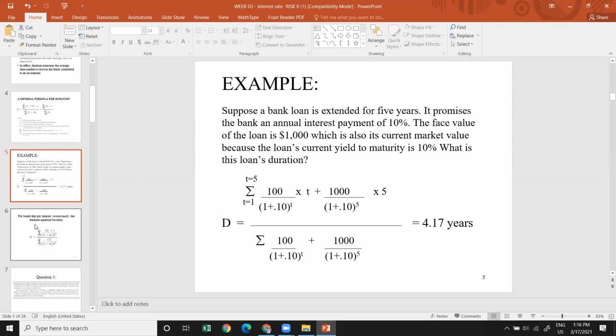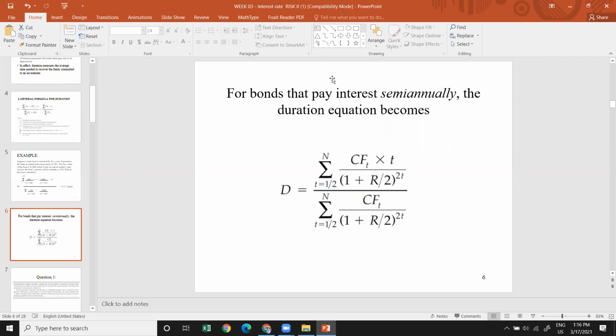Or voice messages. For bonds that pay interest semi-annually, the duration equation becomes this way. If the bond pays quarterly, then instead of 2, we're going to use 4. If bonds pay daily or weekly, you're going to use basically what is given there.